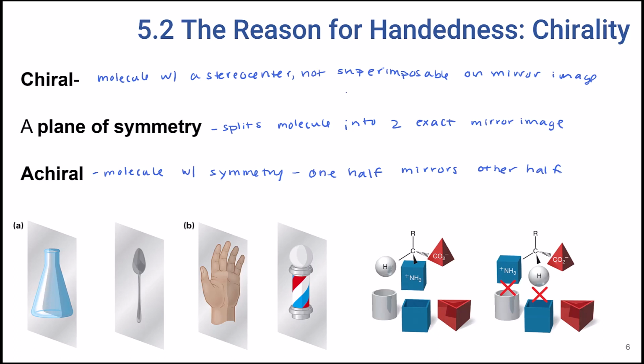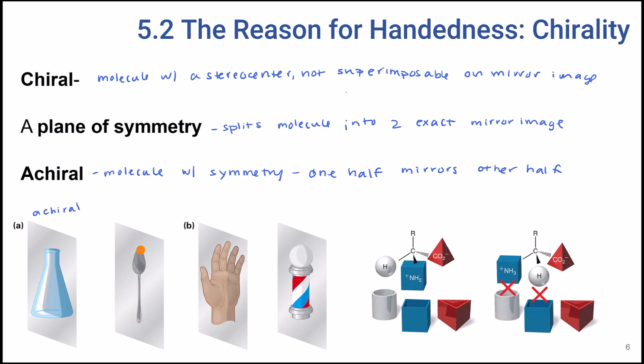So if we look at some examples here, we have the Erlenmeyer flask. I can draw, which is already kind of drawn there, this plane of symmetry. One half of the flask is shaded, which is the mirror image half, and there's the other one. And if they mirror each other, then this is going to be achiral.